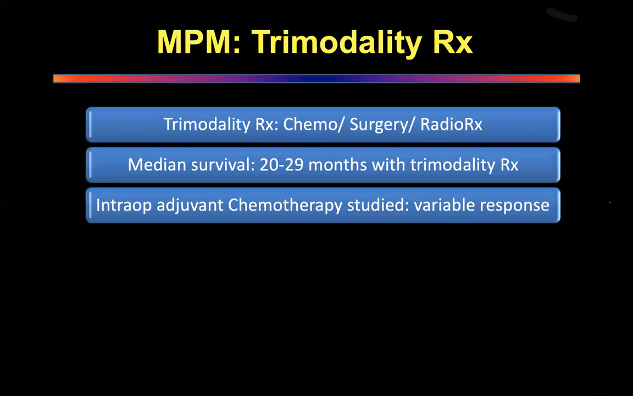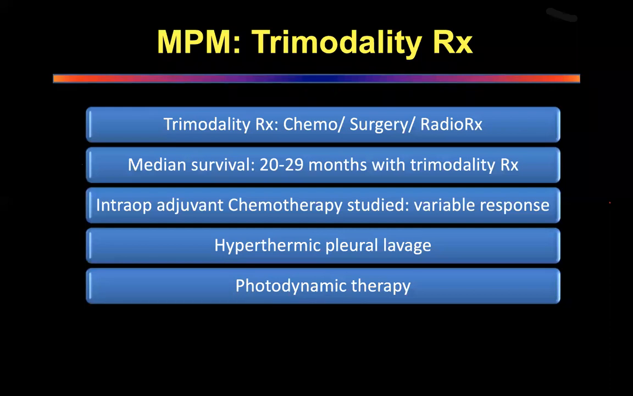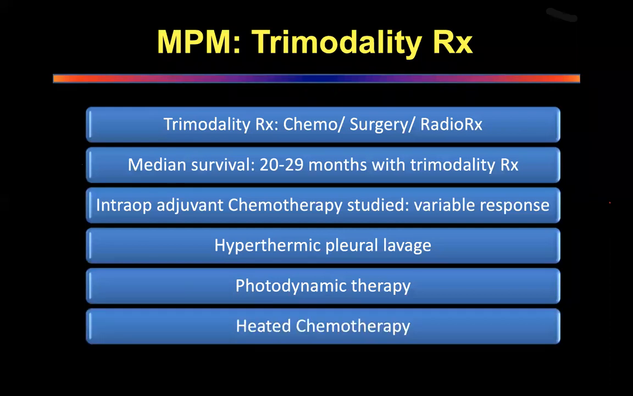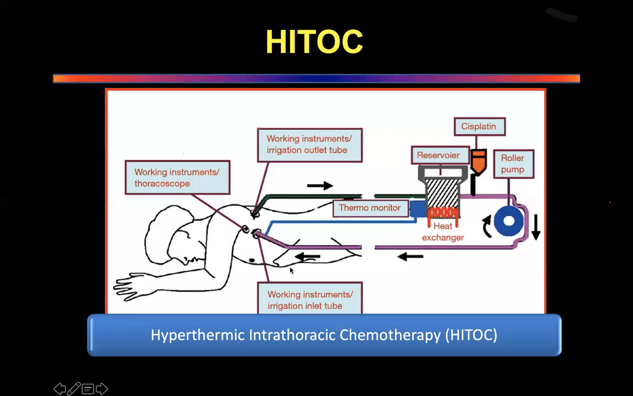There are a lot of studies which have looked at, how would it be if you operate and we give chemotherapy in there, which is called either hyperthermic pleural lavage. So you do cytoreduction and then offer hyperthermic pleural lavage, or photodynamic therapy for local pleural disease, or heated chemotherapy, which is called HITOC. So HITOC is hyperthermic, heated, intrathoracic chemotherapy.